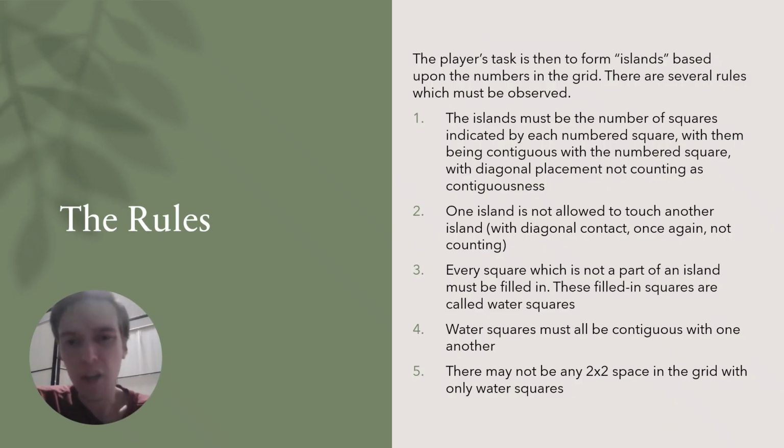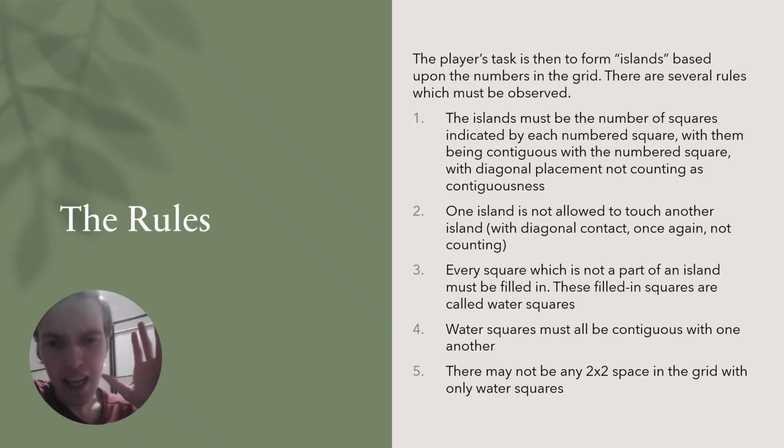So the basic rules are, as said, there must be a specified number of white, unshaded squares in these islands, and these islands can't come into direct contiguous contact with one another, and each other square that's not a part of an island must be shaded in. It's called water squares because it's not a part of the land. And then for these water squares, there are more rules. These water squares themselves must all be contiguous with one another, and there may not be any 2 by 2 space of squares that are all shaded in, all water squares.